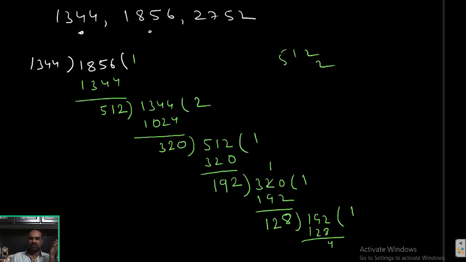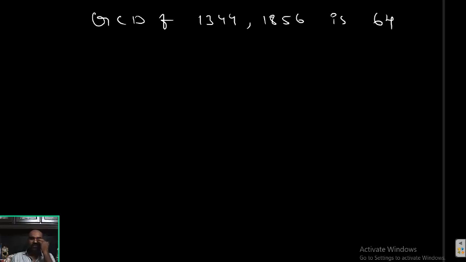Here it's 64, 128, 64. 2s are 128. So finally what I can say, 64 is the GCD of 1344 and 1856. Okay, that I will write. GCD of 1344 and 1856 is 64. Now we want to find GCD of 64 and 2752.